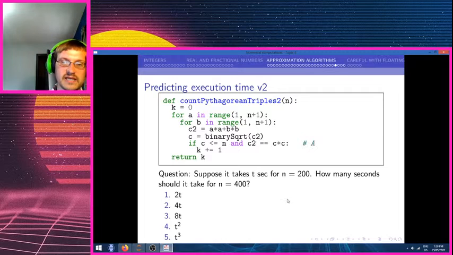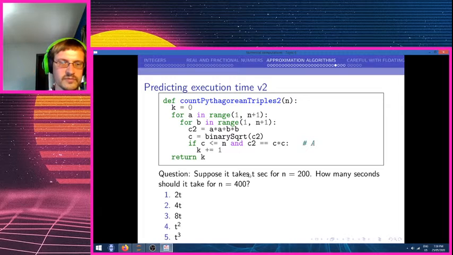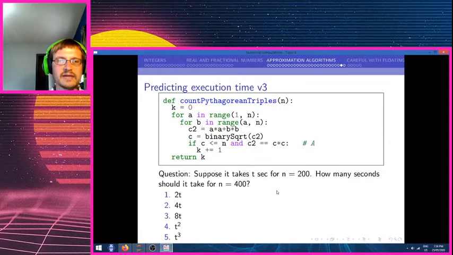Suppose it takes t seconds for this one, where n is equal to 200. How many seconds should it take for n equals 400? Well, this is the 2-loop version, so we're operating with an n squared algorithm. Our proportion between the first n and the second n is again a proportion of 2. So our answer will be 4t, by the same reasoning as the previous one.